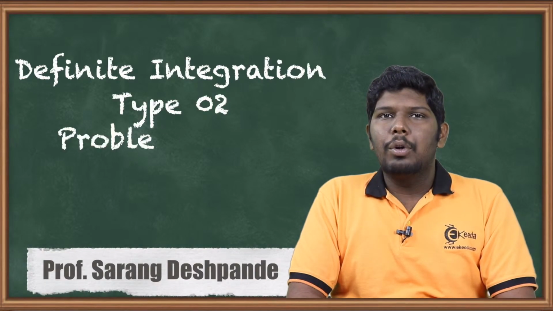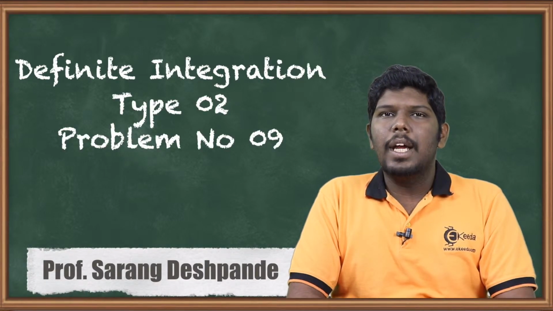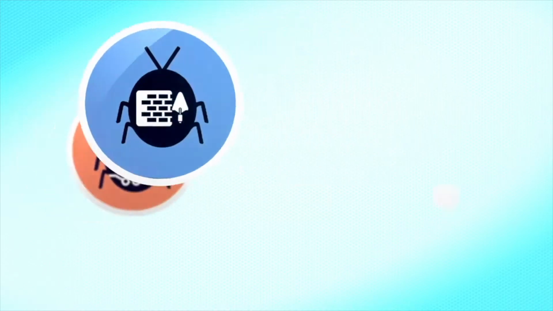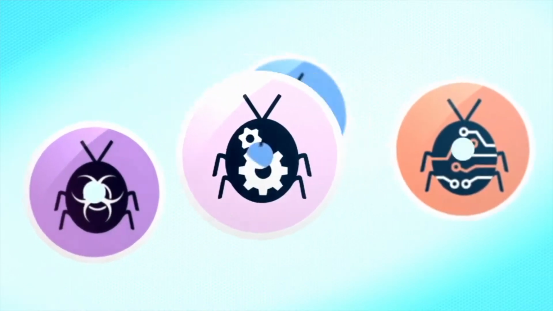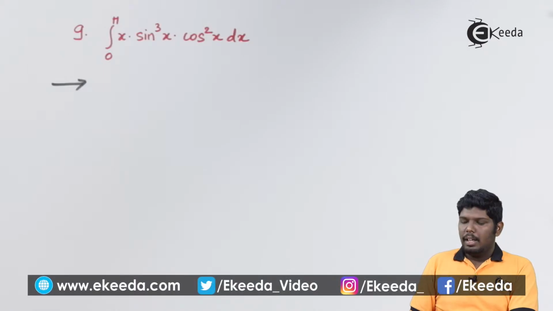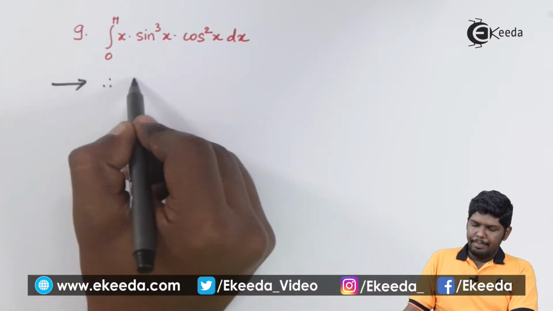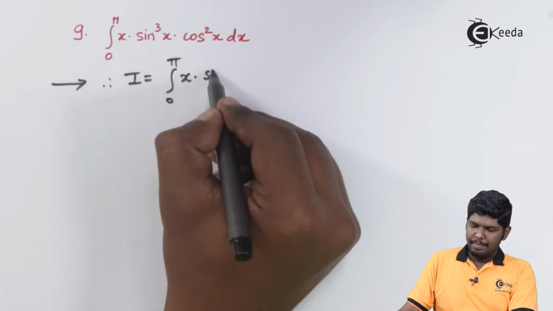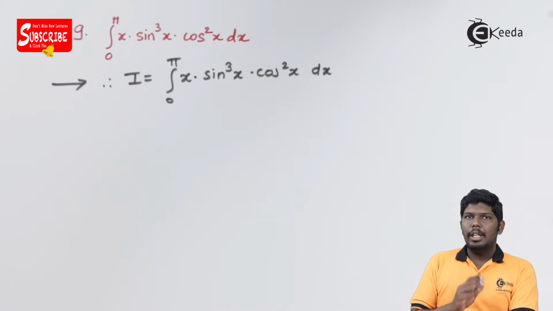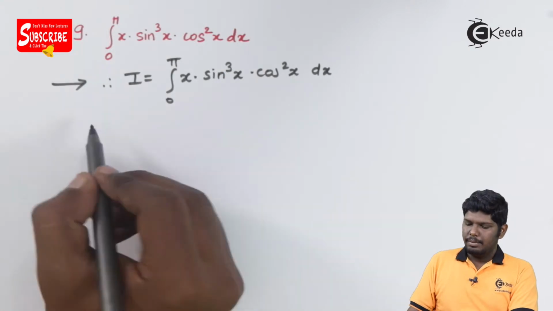Hello friends, in this video we are going to see one more problem which is based on the second property of definite integral. Let us start with problem number 9. Integral 0 to pi x into sine cube x into cos square x dx. Here we can use the property that integral 0 to a f of x dx is equal to integral 0 to a f of a minus x dx.